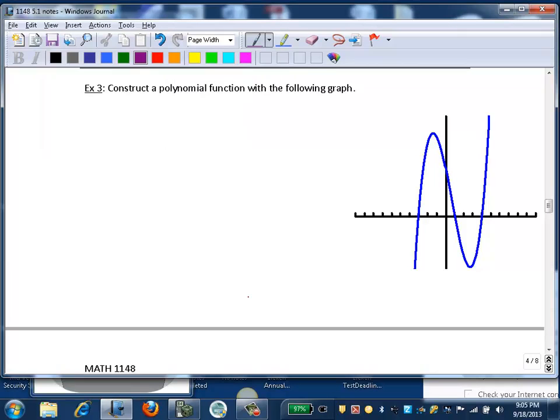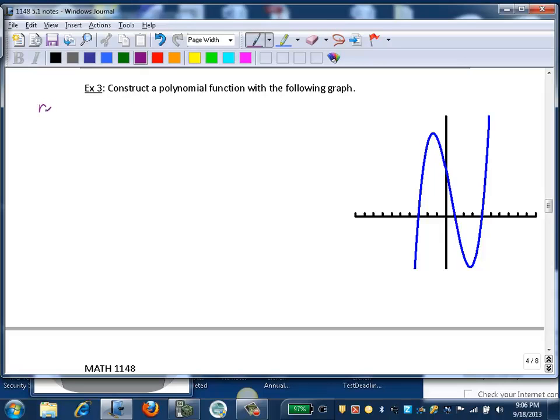Example 3. Construct a polynomial function with the following graph. So we're given this graph of a polynomial function. We can see it's smooth and continuous, no sharp corners or cusps, no holes or gaps. It's definitely a characteristic polynomial function. But all we can really see is this general snake shape, and we can see 3 x-intercepts. But it turns out those are the most important things we need in order to make a function.